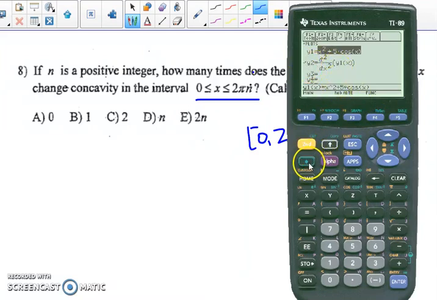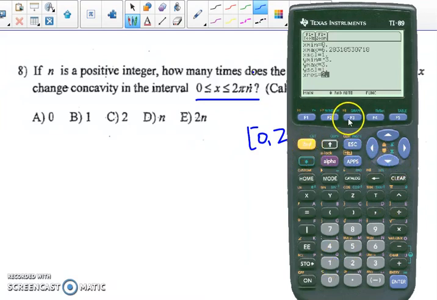Now my domain was from 0 to 2 pi, so I'm going to change my window, and I only want to look at the interval from 0 to 2 pi. And I'll make my x scale 1. And my y min and y max, I'll go from, say, -3 to 3. All I want to see is around the x-axis. So now I think I've got a good window.